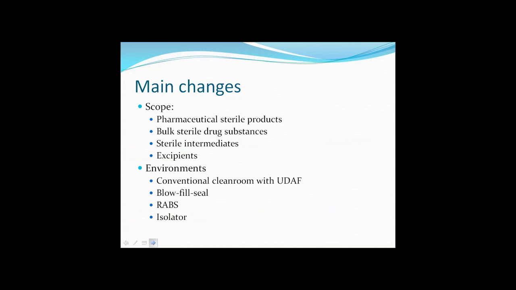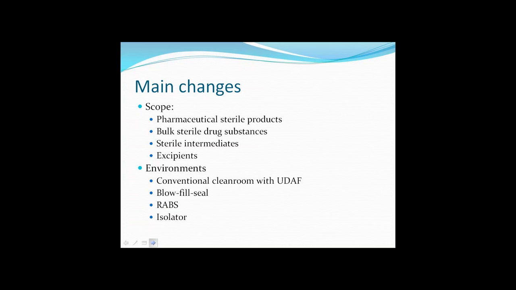And leading on from that, the scope of the chapter has now been narrowed to look at the following areas. So we have pharmaceutical sterile products, bulk sterile drug substances, sterile intermediates, and excipients. So although the chapter is not applicable to non-steriles, those of you who are not working in aseptic manufacturing environments, there will be elements within the revision that will be of interest, and there may be aspects still to take away and to have a look at your own environmental monitoring regimes.